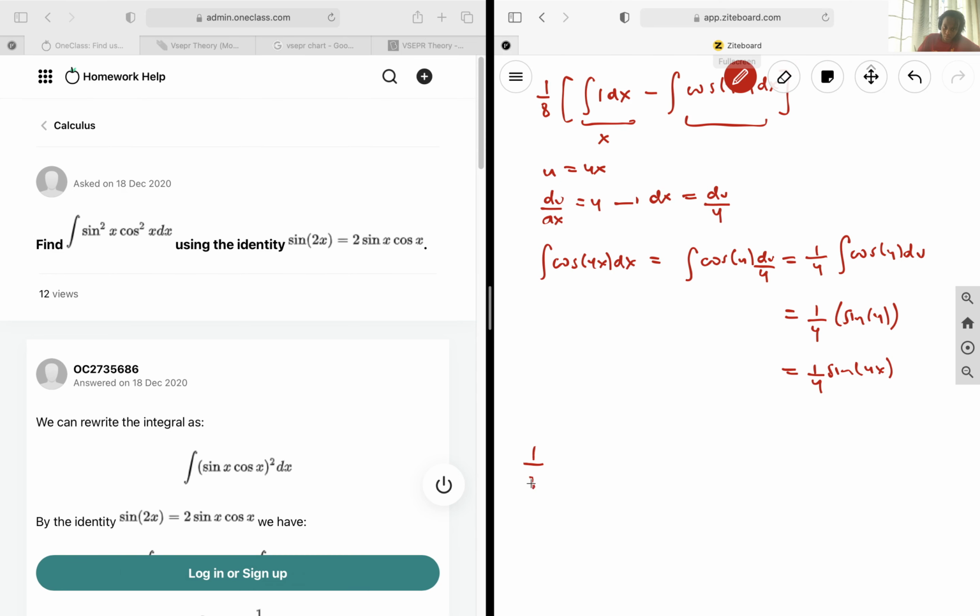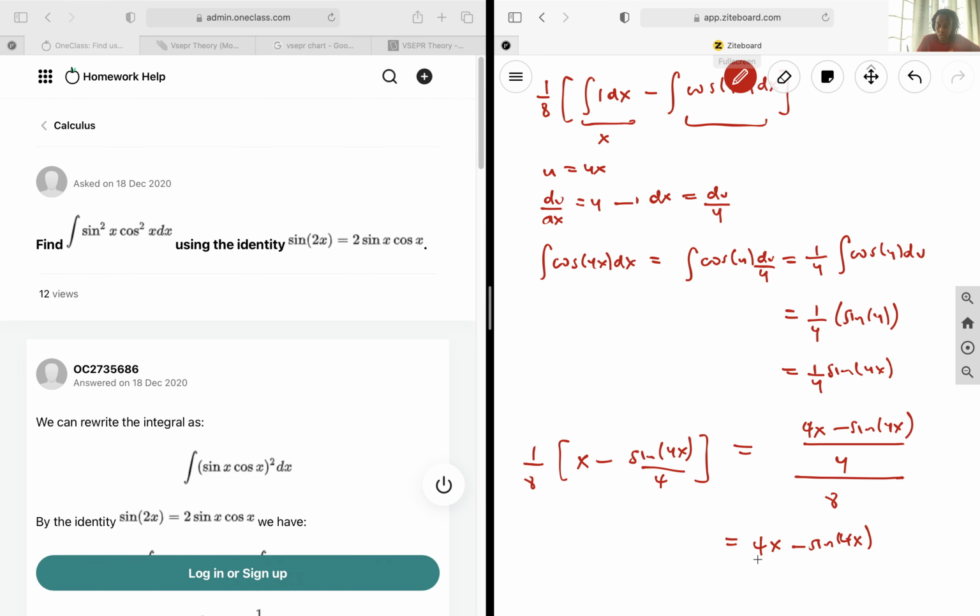And so it becomes 1 over 8 multiplied by x minus sine 4x all over 4. And so if you want to write that out, we can write that as 4x minus sine 4x over 4, all over 8. And that can finally be rewritten as 4x minus sine 4x all over 4 by 8, which is going to give us 32.